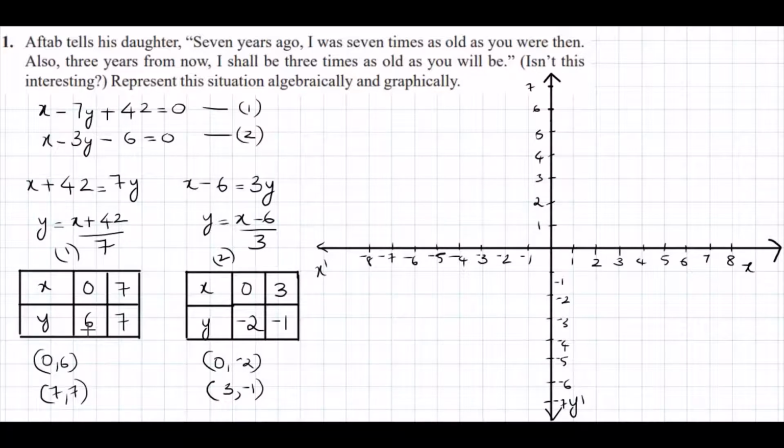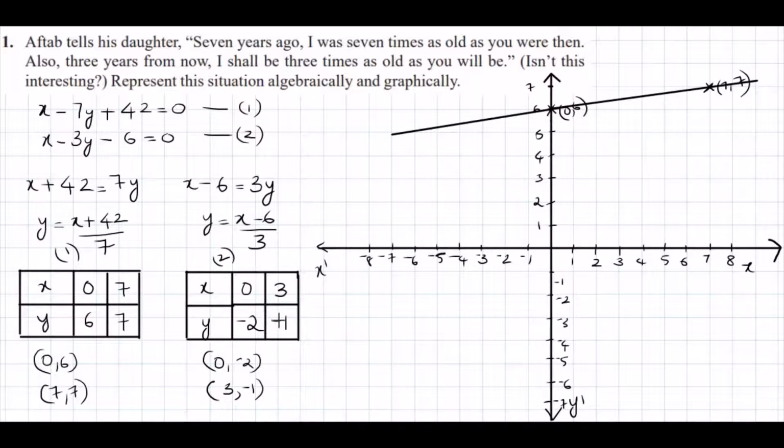So plot the values (0, 6). So this is the point for the coordinate (0, 6). Now (7, 7). That is, x is 7 and y value is also 7. So you get it here. That is (7, 7). So now you got the 2 points for the first equation. That is a linear equation in two variables, so it will be a straight line. Connect the points and draw the straight line.